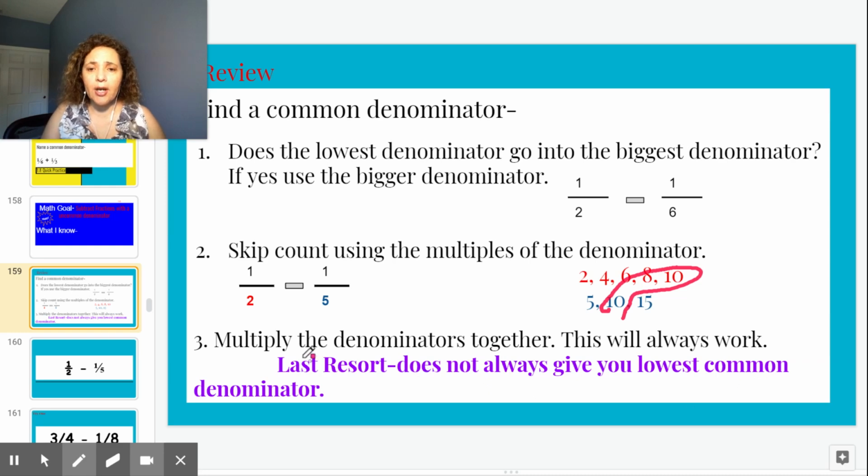And last strategy, multiply the denominators together. This will always work. Use this as the last resort because it doesn't always give you the lowest common denominator, and then you have to do a lot of work to simplify. So use that as your last resort. Always try 1 and 2 first. If you do 4 or 5 multiples and you still don't have a common denominator, then by all means, multiply the denominators together to get it, all right?